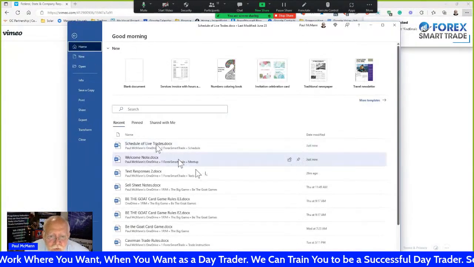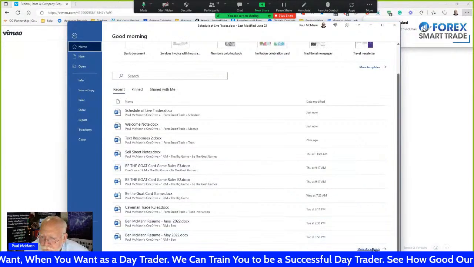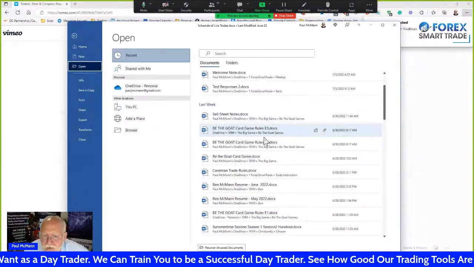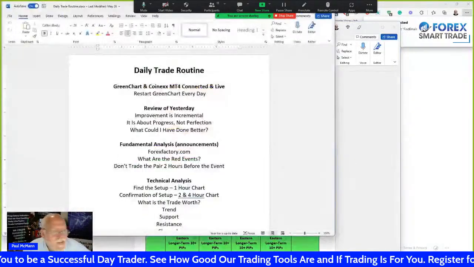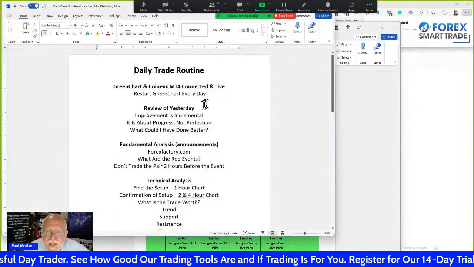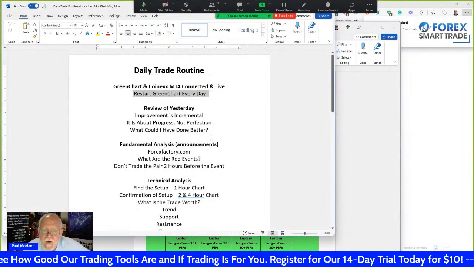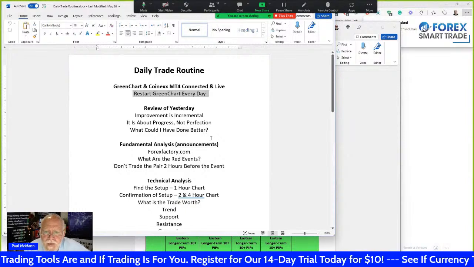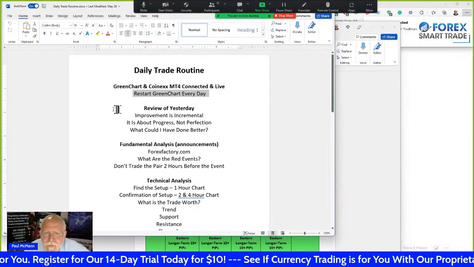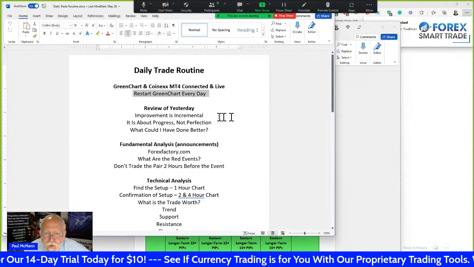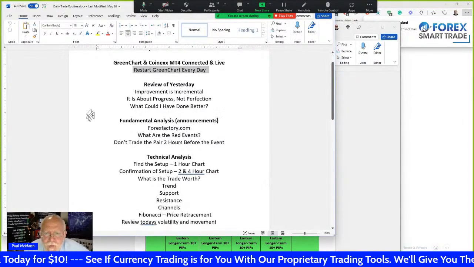As you know, I like to work off of a little checklist, and here it is. Every day I restart the green chart to make sure that it's fresh. I did restart it, but apparently the computer needed a full reboot, which I should have probably done.